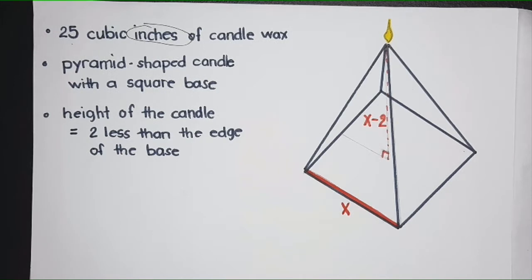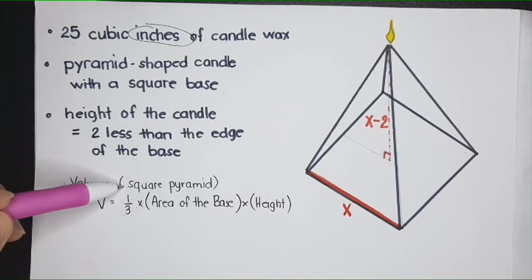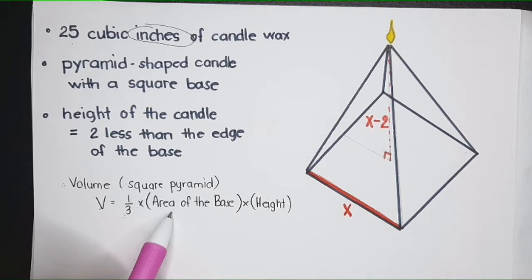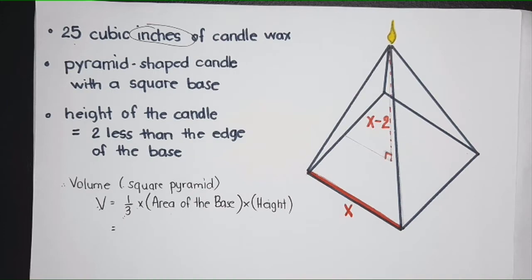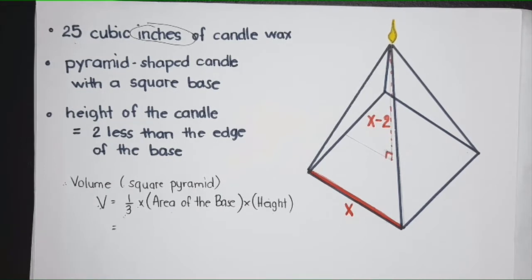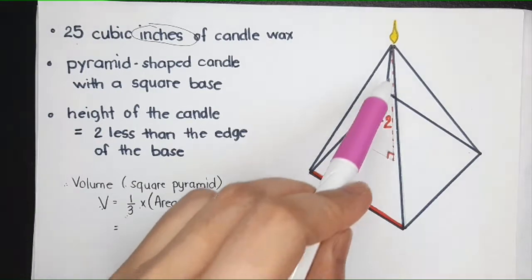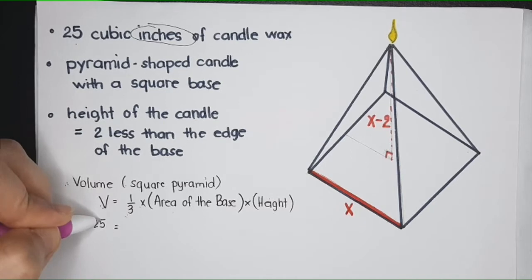So, to start solving this problem, we recall the formula in getting the volume of a square pyramid. It is 1/3 times the area of the base times the height of the pyramid. So, all we have to do is to substitute yung mga given sa problem. What do I mean by that? Ano ang volume? Ibig sabihin, gaano kadaming candle wax ang gagamitin? 25 cubic inches, right?